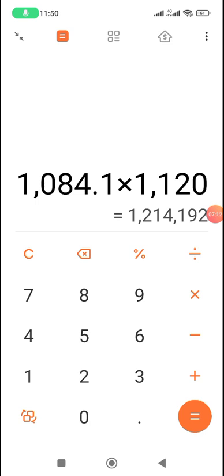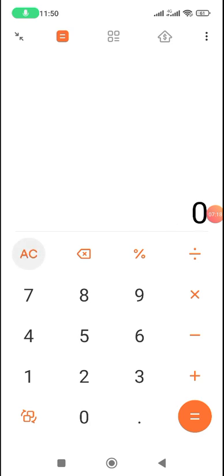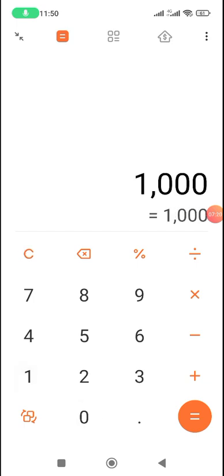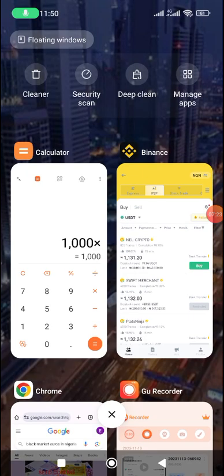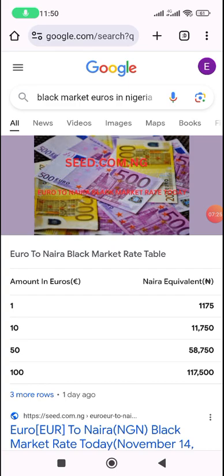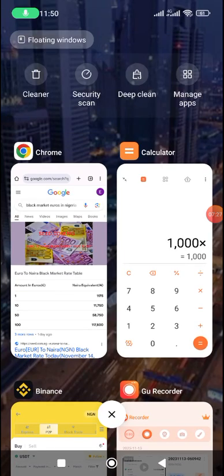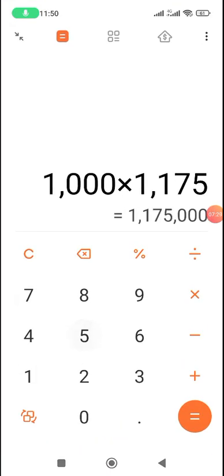So you look at this rate here, 1,014,000. Okay, now 1,000 euros here times, if the rate was this rate, 1175. Okay, are you seeing the difference? So it means that you're going to be making much more.